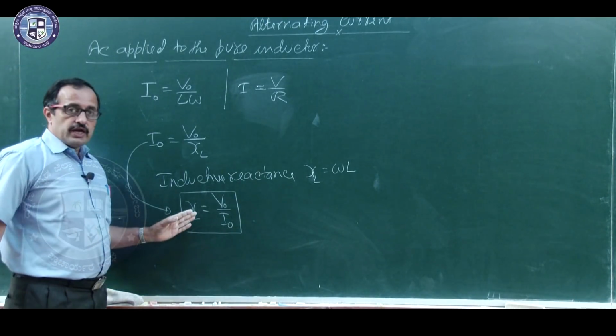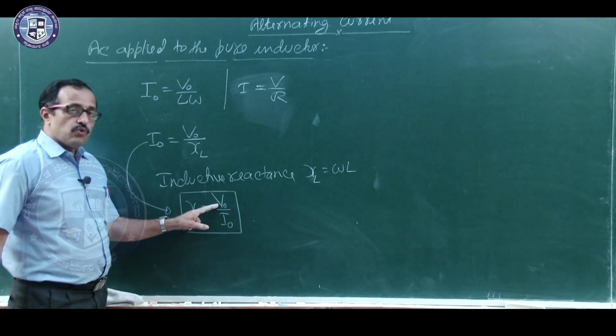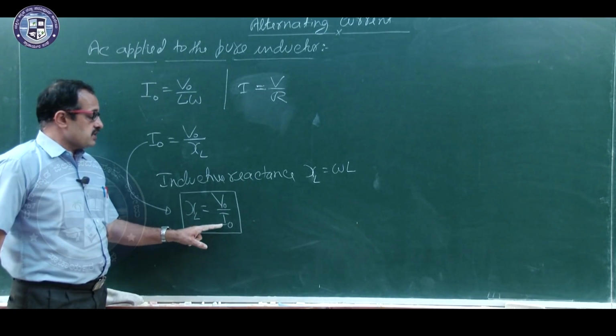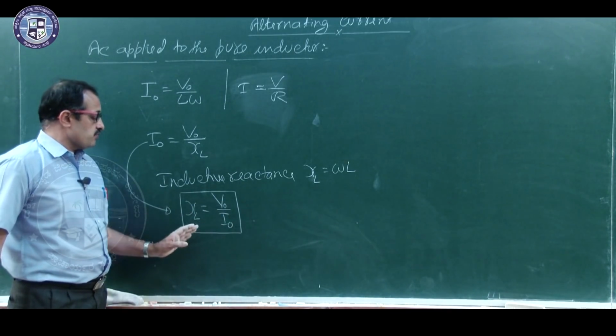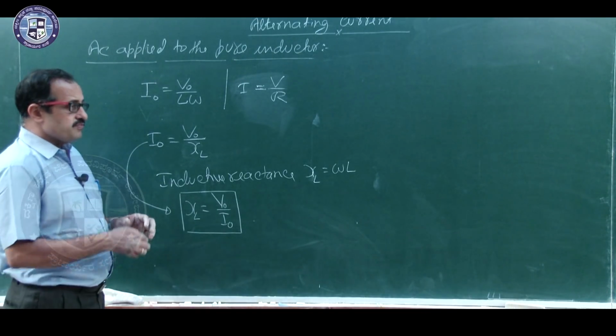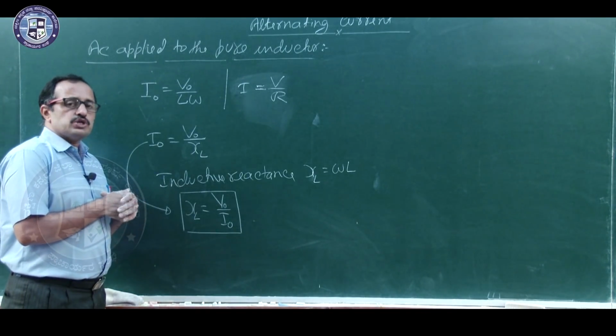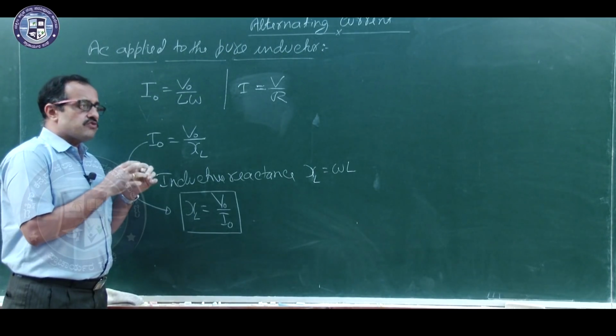Therefore, inductive reactance can be defined as the ratio of peak voltage across the inductor to the peak current through it. It is the definition of inductive reactance. But in AC, generally we deal with the RMS value. RMS value is the general value. RMS value is always a general value.